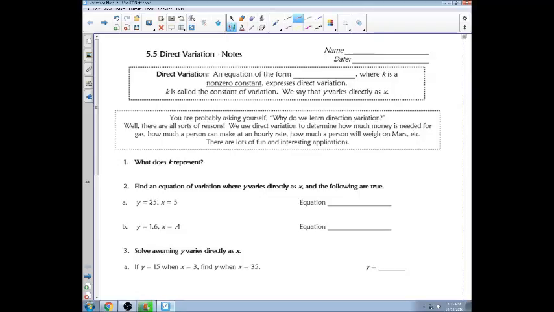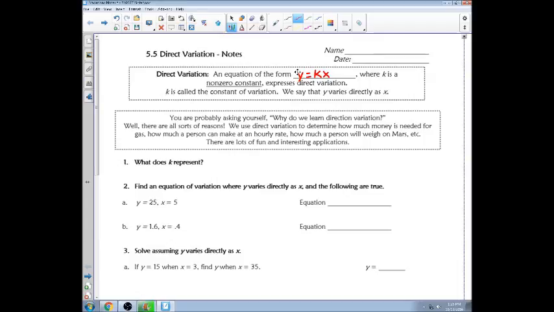Direct variation is an equation of the form y equals kx, where k is a non-zero constant. What direct variation means is there's two variables that directly impact one another. So as one goes up, the other would go up. As one goes down, the other one would go down. An easy idea for this would be the more snow that drops in a day, the greater the chances that you will not have school the next day. Somewhere along those lines, okay?